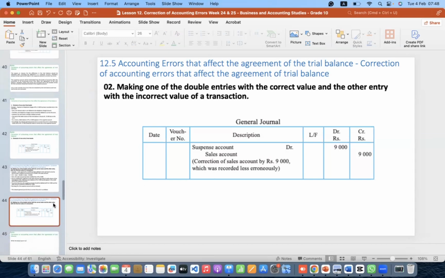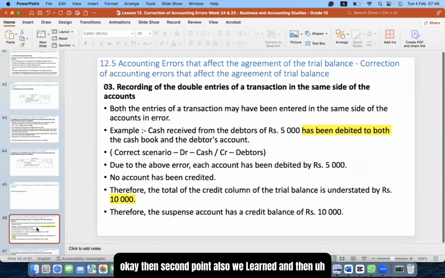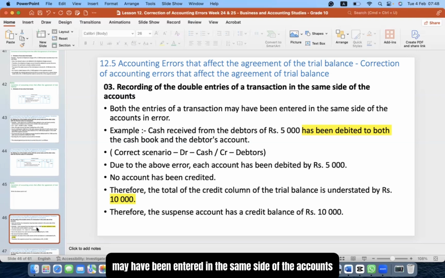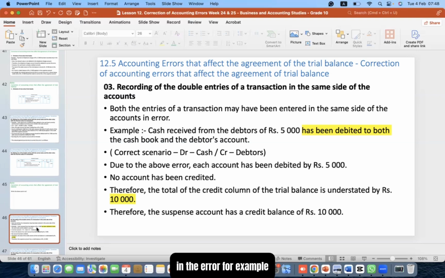Then the second point we also learned, and the third one is recording of double entries of a transaction in the same side of the account. The double entry has been recorded on the same side. Let's look at an example to better understand. Both entries of a transaction may have been entered on the same side of the accounts in error. For example, cash received from debtors 5,000 has been debited to both the cash book and the debtors account.